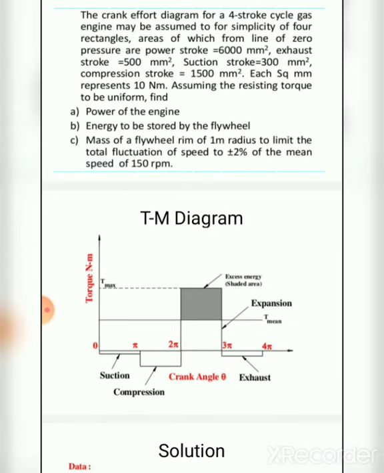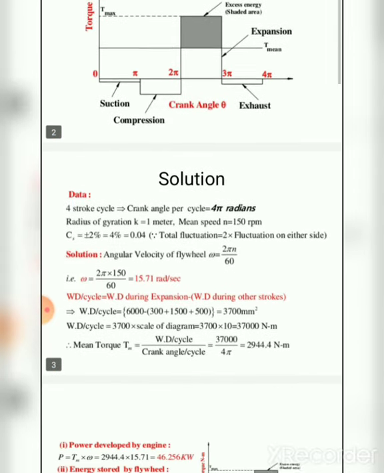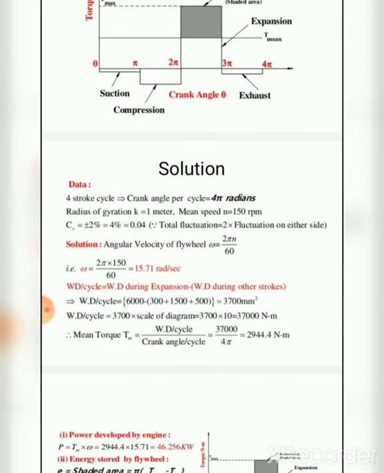Okay, so solution, first of all we have written this value. 4-stroke cycle, so crank angle per cycle is 4 pi radians. Crank angle per cycle is 4 pi radians for a 4-stroke cycle.